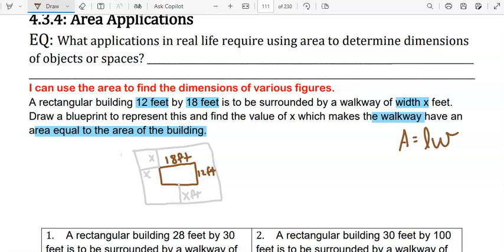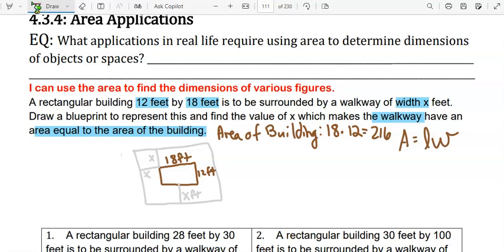Alright, so we want to first find the area of the building. It's going to be 18 times 12. That's 216. So that means the area of the walkway needs to also be 216.